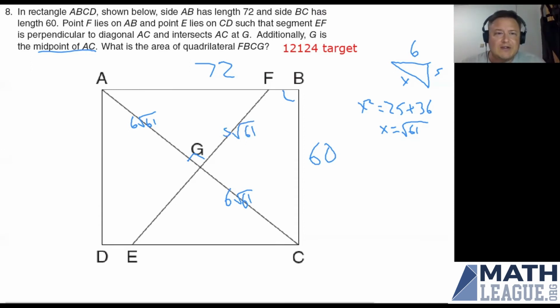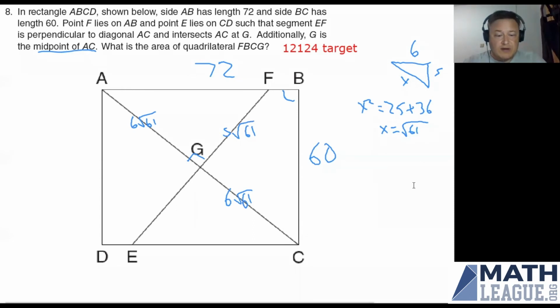What are they asking us to do? They want the area of quadrilateral FBCG. So we want this area. Okay. Let's take a look at what we have. In order to find the area of this quadrilateral, it's kind of a weird shape. So what I like to do is use stuff that we know. In particular, we can find the area of ABC very easily.